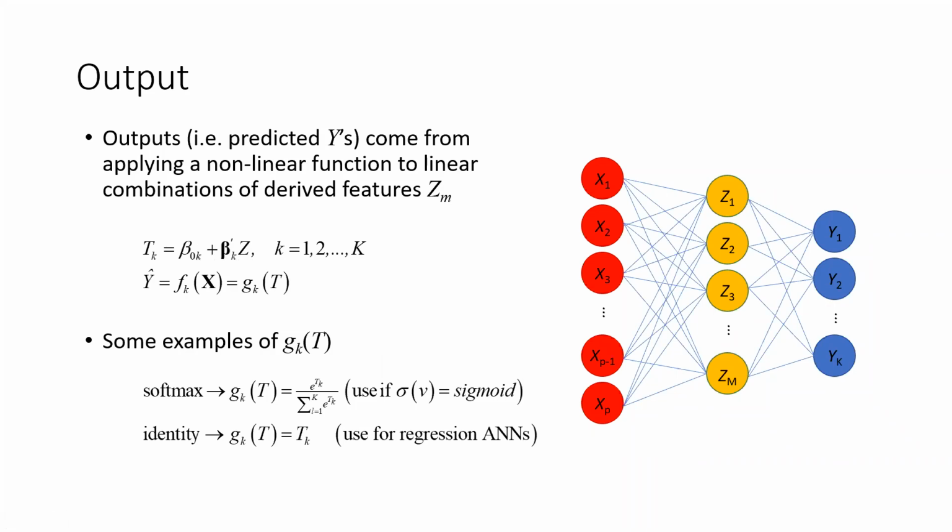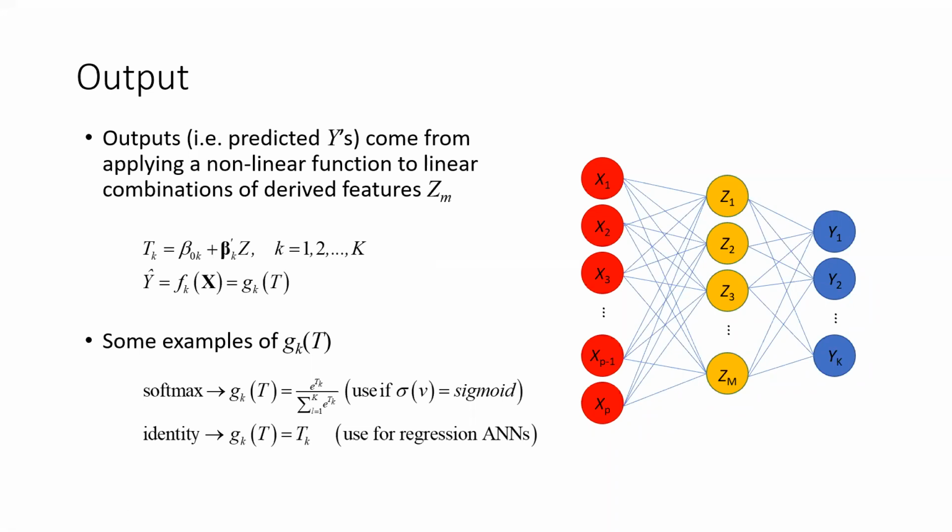We apply another link function here to get a predicted outcome, and it depends on what we want to do at this point. If we're talking about a classification model, so Y is a class variable, we're typically going to be applying the softmax function shown here. Going back to our prior slide, if we use the sigmoid function to derive Z, we're often using the softmax to get our predicted outputs. And if we're talking about a regression neural network, we just use the identity link function.